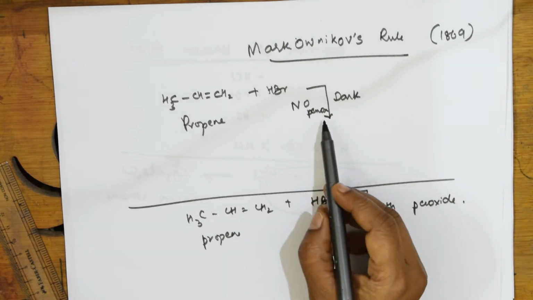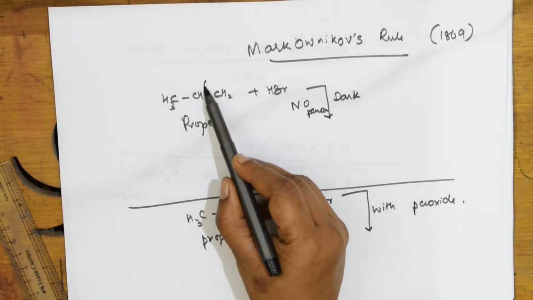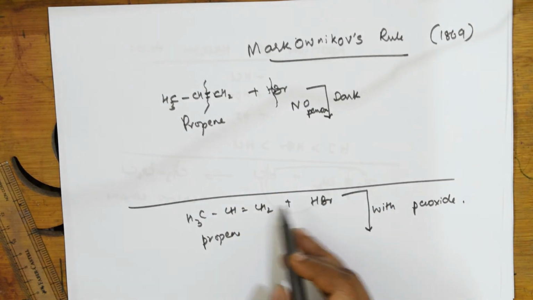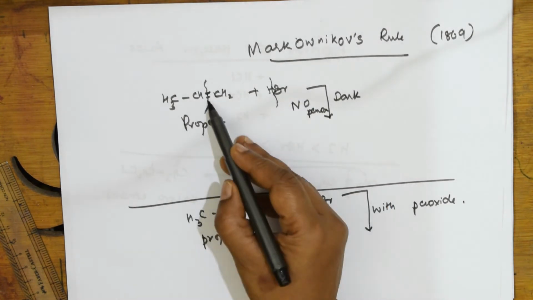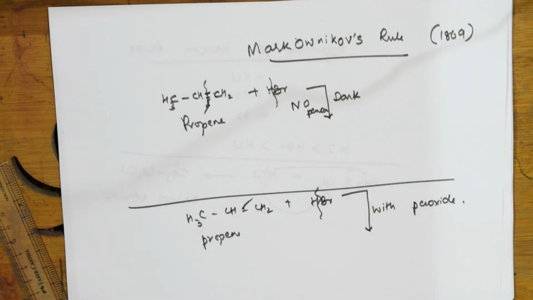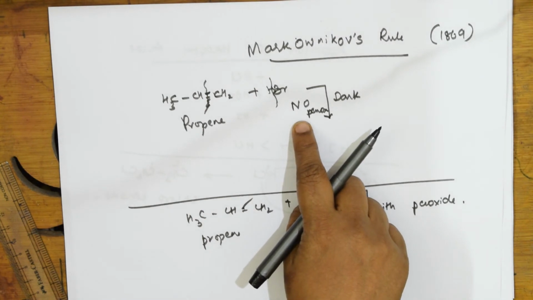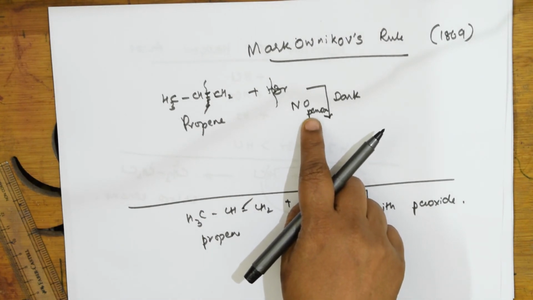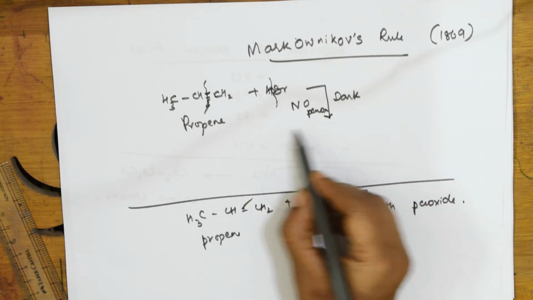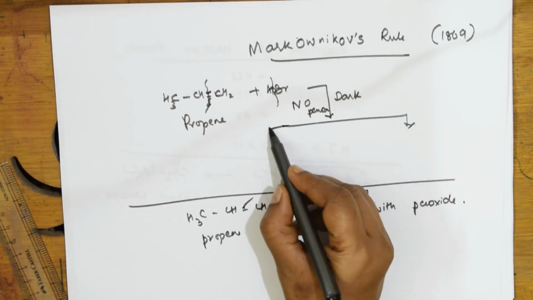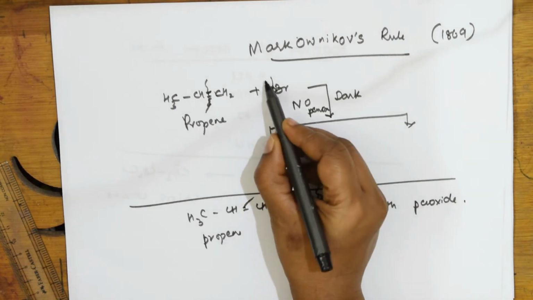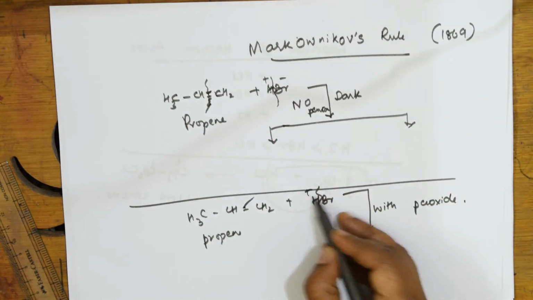So here, whenever HBr is there, there is a cleavage of the pi bond only. There is also a cleavage of HBr. Now what happens? In the absence of peroxide, it's going to show two different products. Two products are formed. In the major product, this is H plus and this is Br minus.